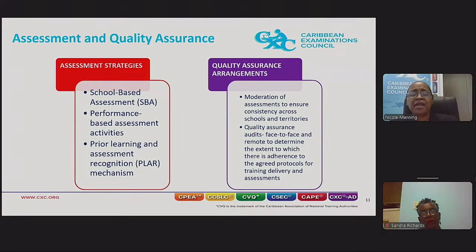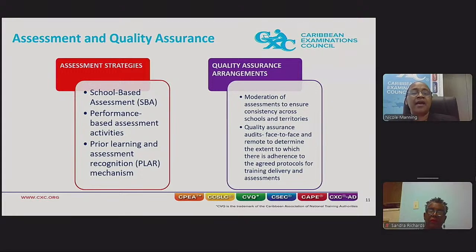But of course, very importantly, and I know that J-TEC, our host, would know all too well, whatever we do, quality assurance is very critical. We have many tiers of quality assurance within our systems, but I'm only going to mention two components in focus of what we are discussing. Moderation of the assessments to ensure consistency of the results that we provide across the region, as well as quality assurance of whatever we do, to ensure that the results that are issued, especially under our hybrid and proximate components, adhere to the agreed protocols of training delivery and assessments.